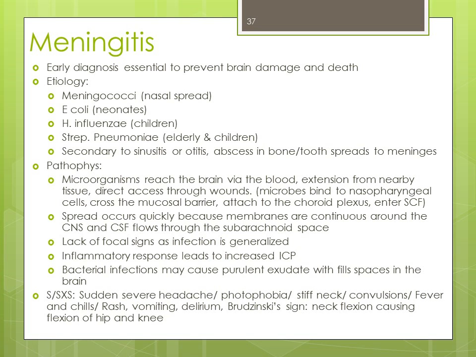Signs and symptoms: usually there's a very sudden and severe headache, photophobia, stiff neck. They may have convulsions or seizures, fever and chills, rash on the skin. I'll show you some pictures of these. Vomiting, delirium. They'll have Brudzinski sign, which is when the neck is passively flexed it will cause flexion of the hip and knee.